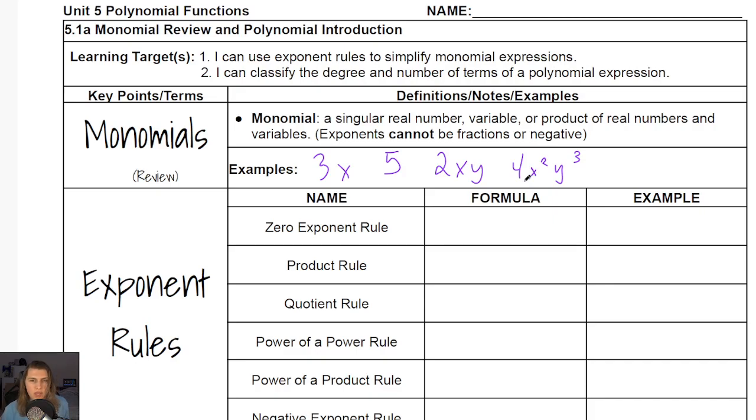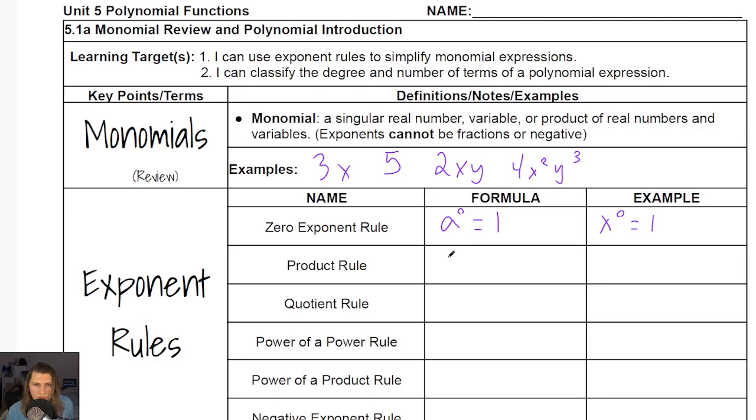Next, we're going to get into our exponent rules, and these are ones that we've talked about as we've gone through Unit 4, but now we're really going to get into the details of how these exponent rules work. Our first one is the zero exponent rule, which is a to the 0th power equals 1. A really just represents any variable or number. An example of this is just x to the 0 equals 1. Pretty simple.